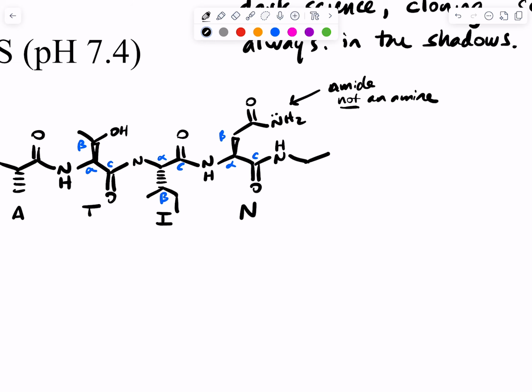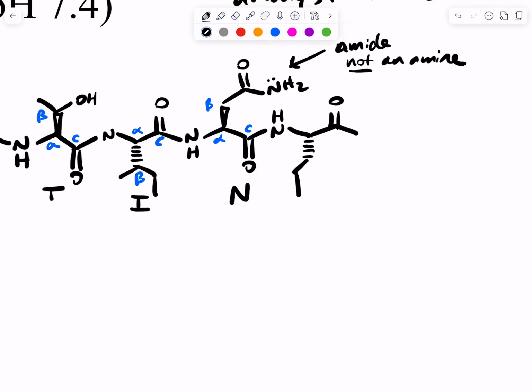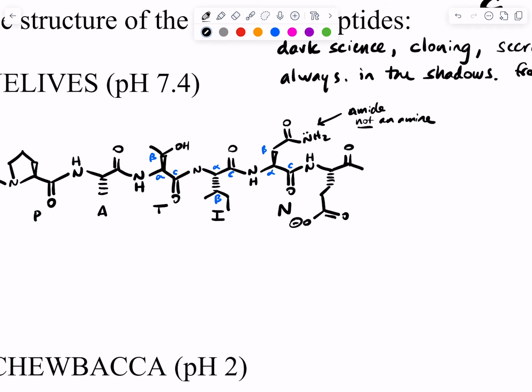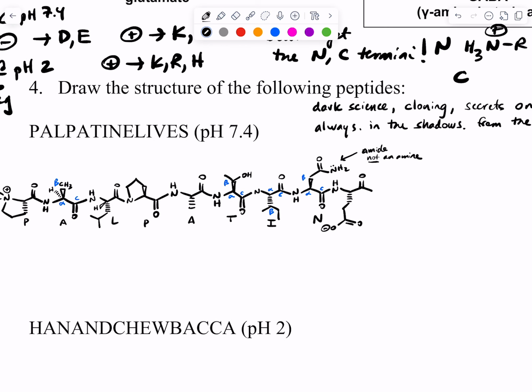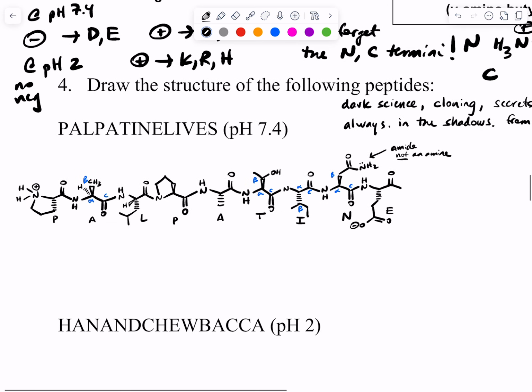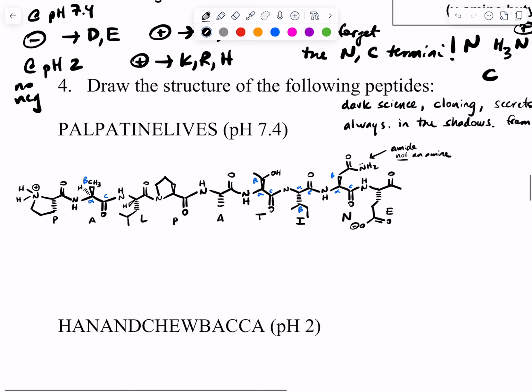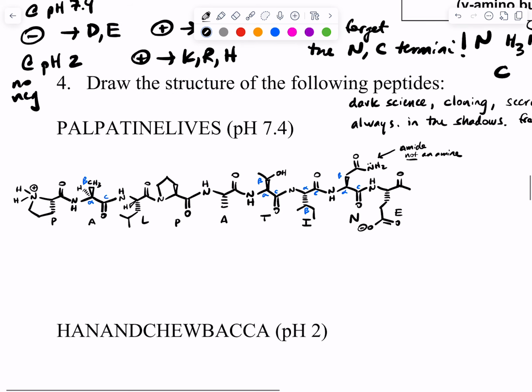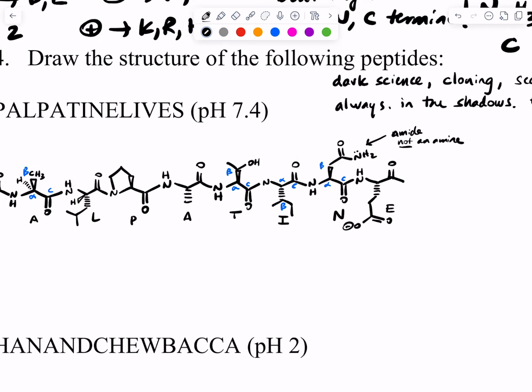So then we need an E. E is one of the ones whose name doesn't have anything to do with its structure. E is glutamate. At pH 7, it should be negatively charged because the side chain pKa is around 4. So we just spelled palpatine. Yay. We're almost there-ish. 1, 2, 3, 4, 5, 6, 7, 8, 9 so far.